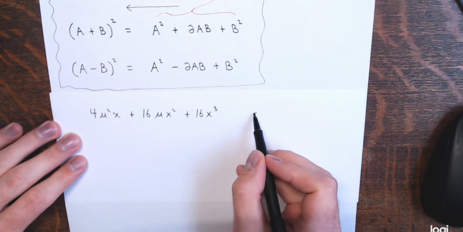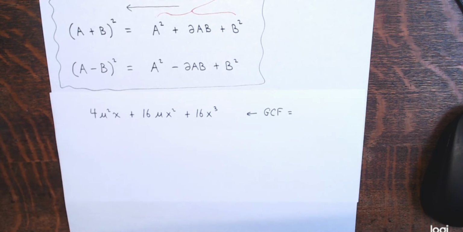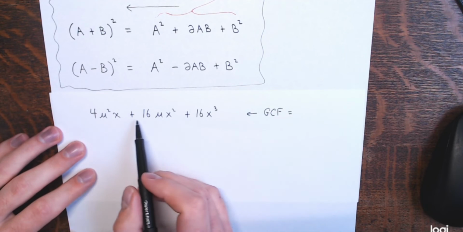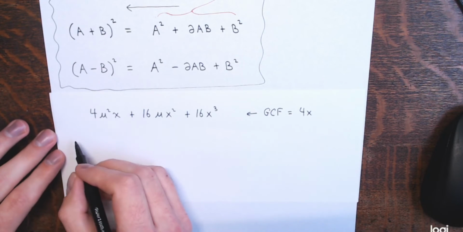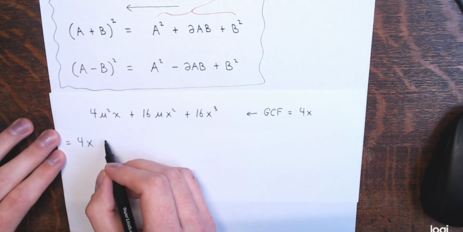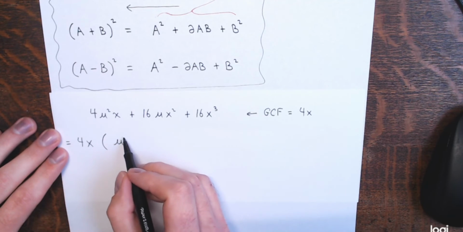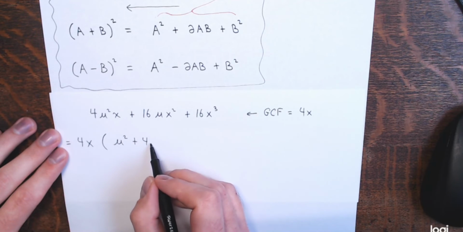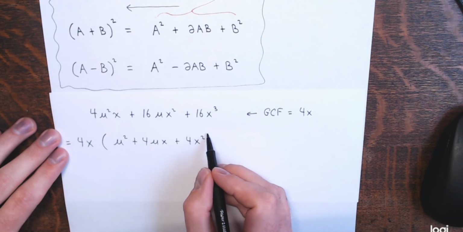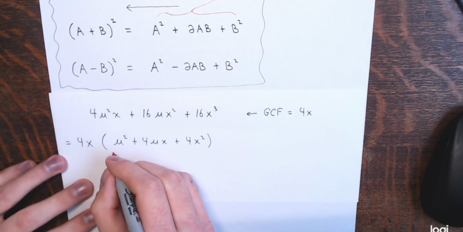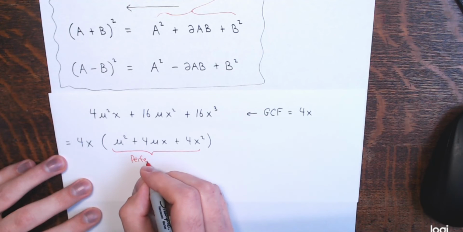All right, so remember the first step in anything, the last problem didn't have any GCF, other than one. The greatest common factor here, if you look at all three of these terms, clearly 4 times x is in all of them, is a factor of all of them. So I pull that out first, and then we'll look at the trinomial left over. If I pull out 4x, we'll have u squared plus 4ux plus 4x squared, right? And this factor left over after pulling out the GCF, this should be a perfect square trinomial. And we'll see that in a second.